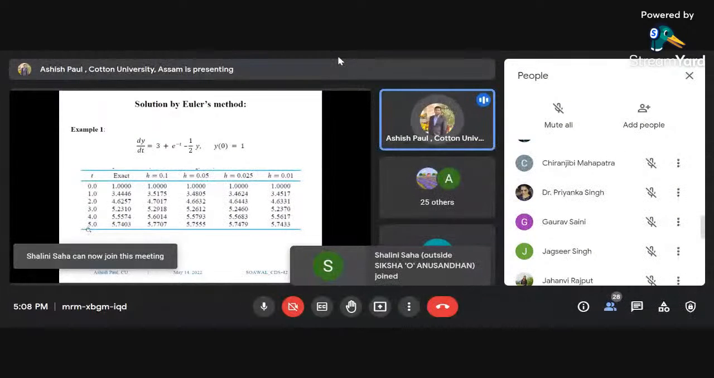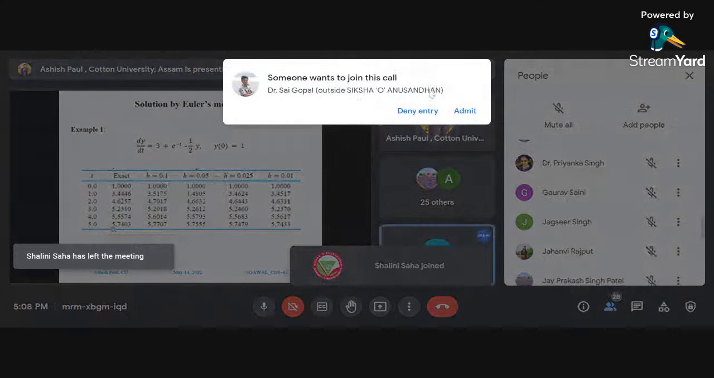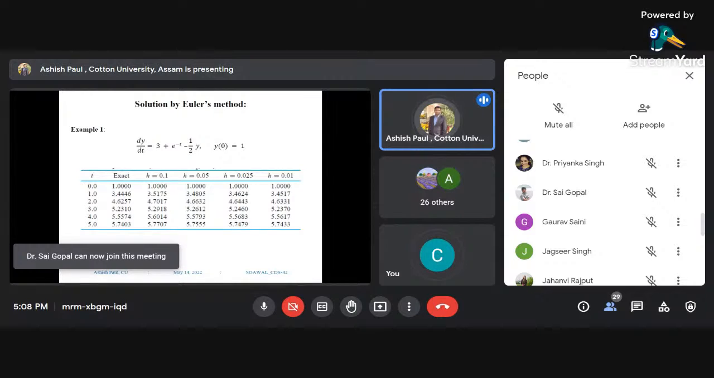You are talking about a particular value of t that is equal to 5.0, is it? Okay, let me explain once again. Here, at t equal to 5.0, the exact solution is 5.74. But when we take h equal to 0.1, it is 5.77. So if we calculate, the error will be approximately 0.03, right? But when we decrease the value of h, say 0.05, the calculated error will be 0.01.